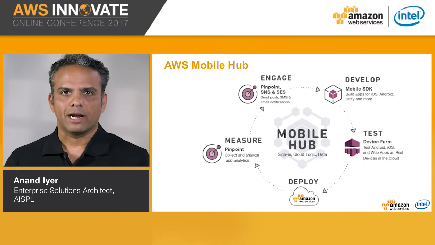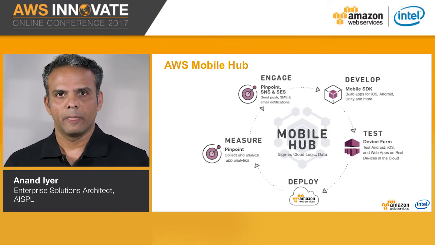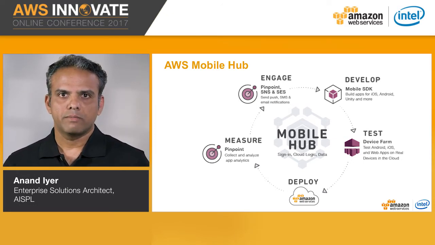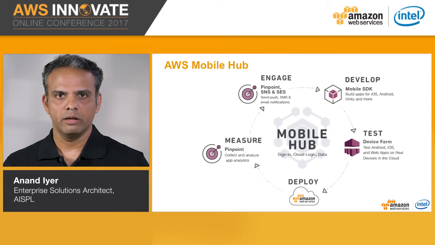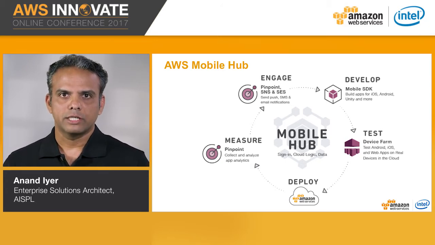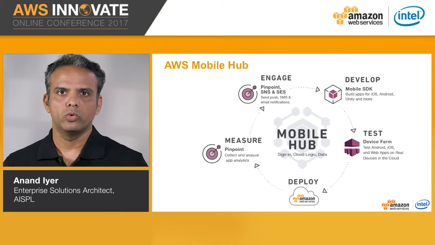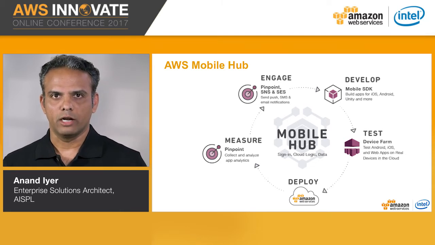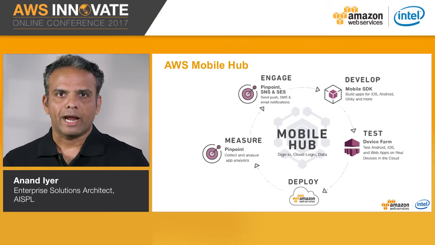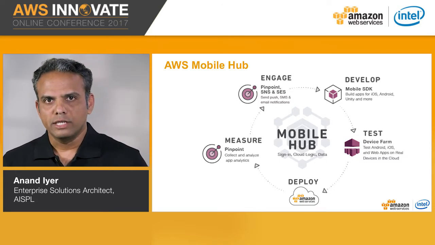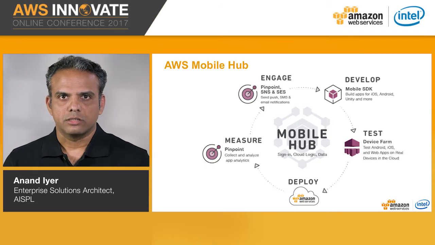So, what exactly is AWS Mobile Hub? AWS Mobile Hub simplifies the process of building, testing, and monitoring mobile applications that make use of one or more AWS services. It can help you skip the front-end and back-end heavy lifting of manually creating cloud service configurations and integrating them into your client.